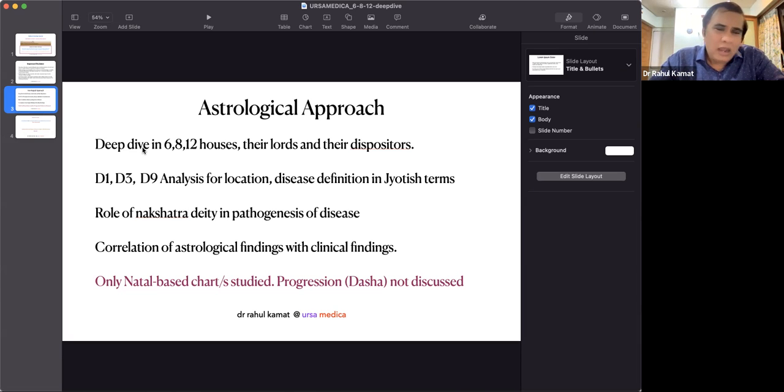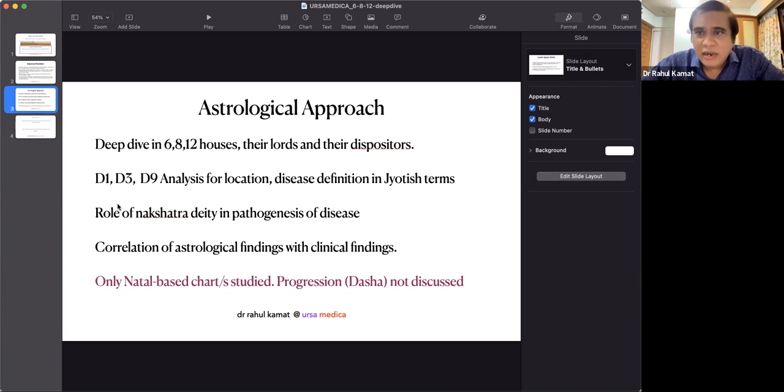And again, I'm not very sure about it. This is some kind of an exploration, as I said, and I'll be sharing my findings from a real chart. So maybe this is an area which needs more work, and correlation of astrological findings with clinical findings, because I know this case well, so I will be able to correlate that. And here we are not looking at dasha. We are looking only at the natal chart, essentially, and based on the natal chart, the divisional charts which emanate from it.